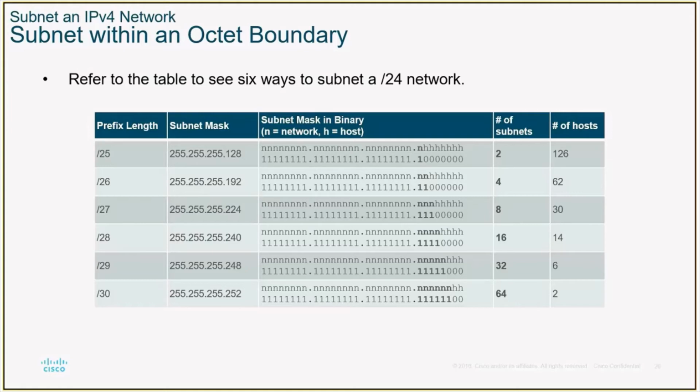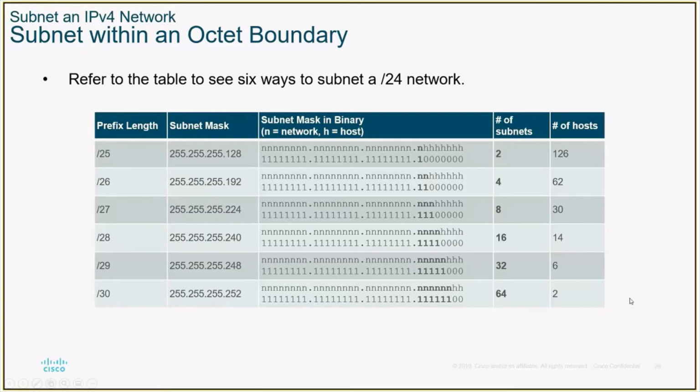You can't have a mask longer than /30 in an IPv4 address, because if you had a /31, you'd have two addresses available. One's a subnet number, one's the broadcast. There's actually no host addresses, and so it doesn't achieve anything. So that's why /30 is the longest.